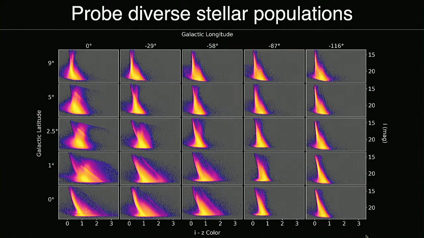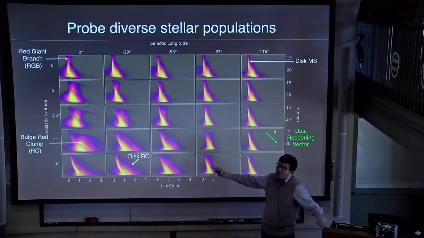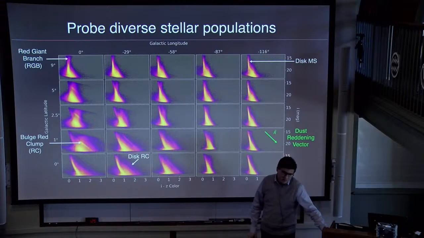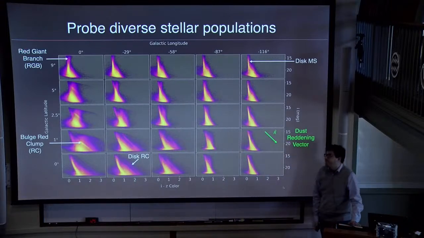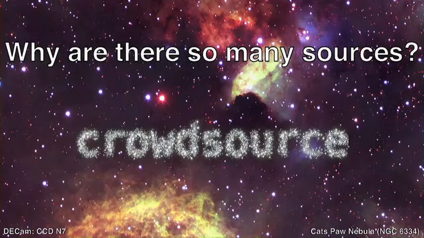So here I'm just showing you the color magnitude diagrams in each of those beams in I versus I minus Z color. So off the disk, out of the plane, you see a really nice sharp vertical disk main sequence. As you move into the dustier regions, it begins to tilt along the dust reddening vector in this color branch. But there's also a bunch of other substructure in these CMDs that we expect to be extraordinarily fruitful for future studies.